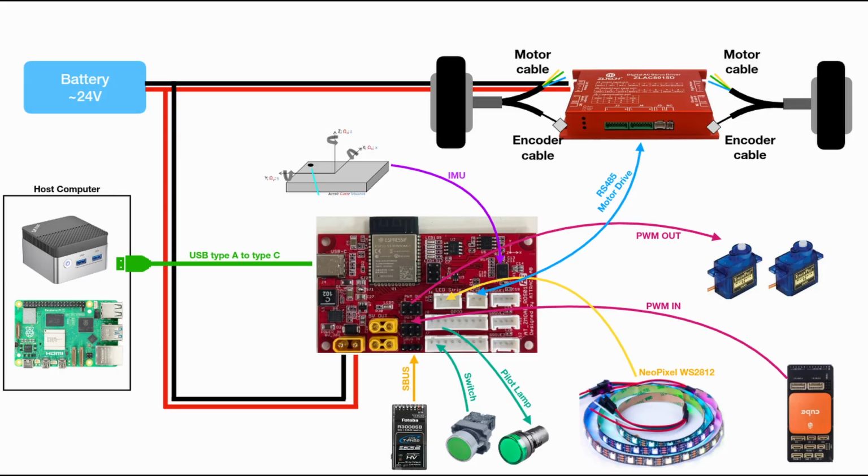The ESP32 here is running micro-ROS inside, so you can plug the USB Type-C to your robot computer and run the micro-ROS agent. And that's it, you can control all of this by ROS topics.